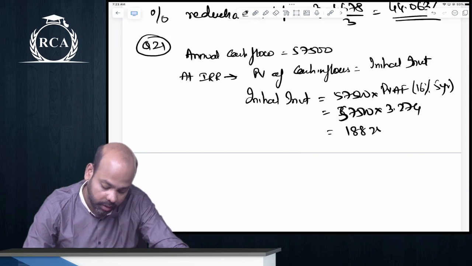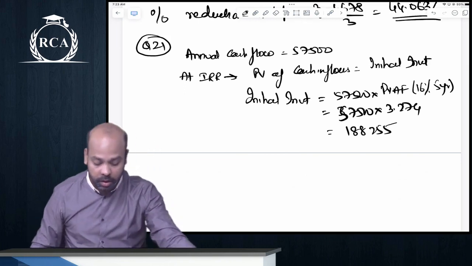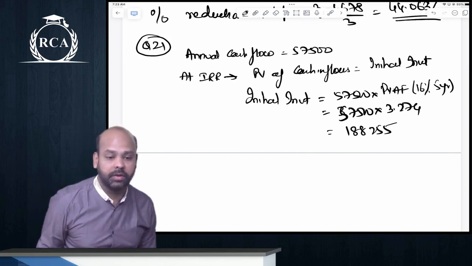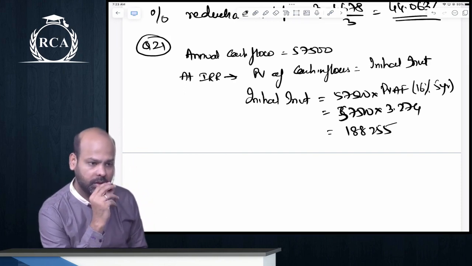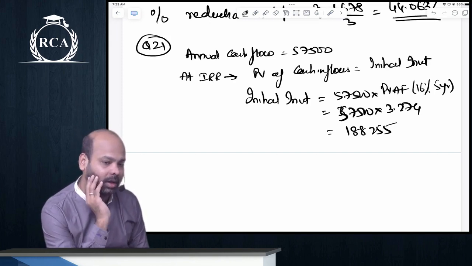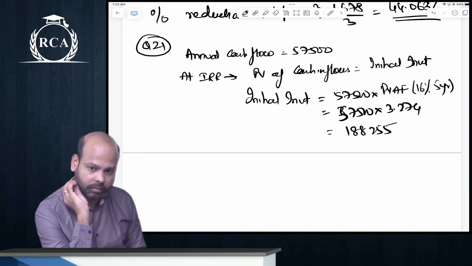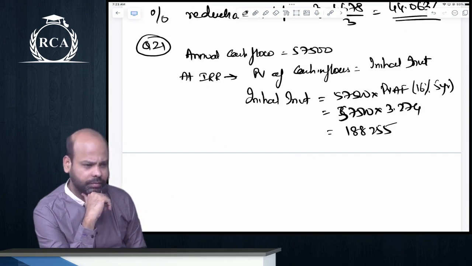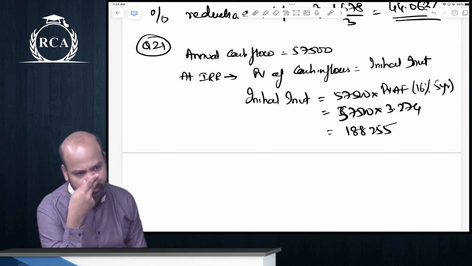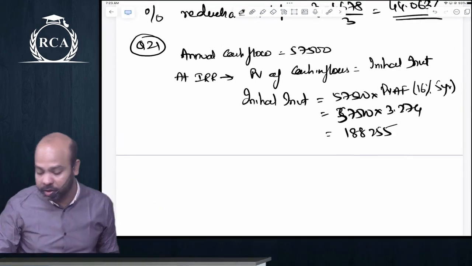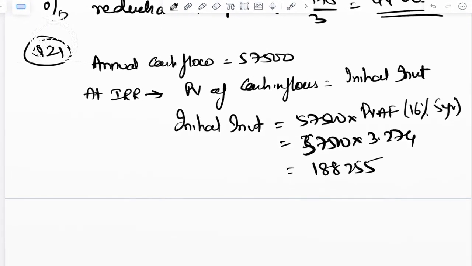188,255. This will be considered as your initial investment, guys. This is the start point. Now use IRR, use sensitivity for discounting rate, guys, and then compute cost of capital. एक बार cost of capital आ गया, NPV आ जाएगा. This is the start point, guys. I'll wait for a minute so that you try to figure out the balance.